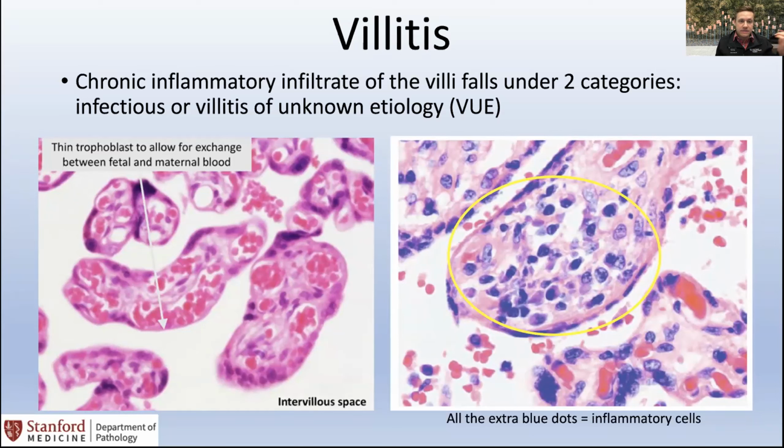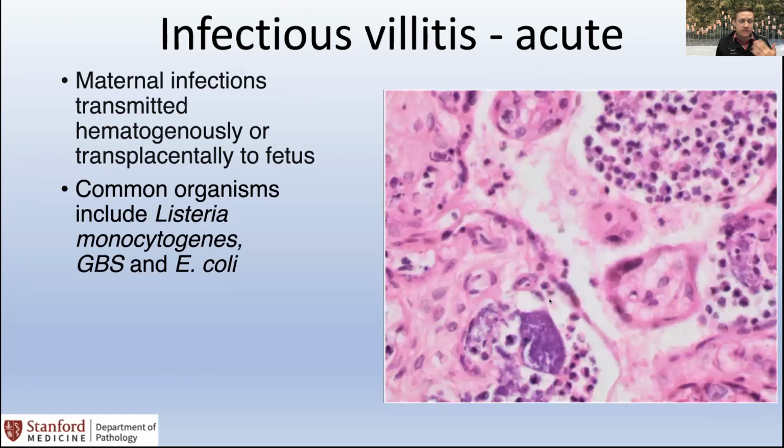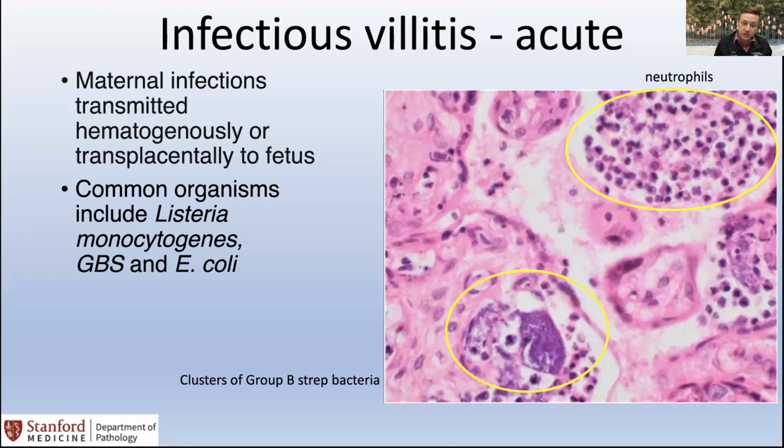And Villitis comes in a couple categories. I'm going to talk about chronic and VUE in a second, but just to acknowledge that there is acute. And when you see acute versus chronic in our reports, what that really means is what type of inflammatory cell we see. So in this case, these blue dots are neutrophils. And so this is what we would call acute inflammation or acute infectious Villitis, because we also see infectious organisms.